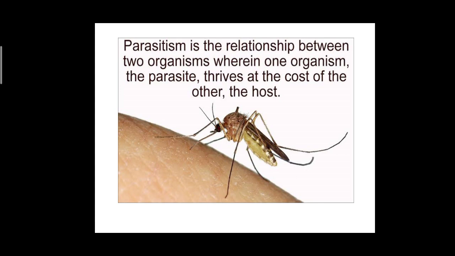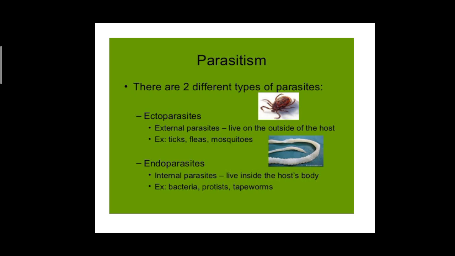So, when we say parasitism, it is the relationship between two organisms wherein one organism, the parasite, thrives at the cost of the other, which is the host. Okay, yung isa naman nakikinabang samantalang isa as affected mula dun sa interaction. So, we have two different types of parasites. We have the ectoparasites or we call it as external parasite. It live on the outside of the host. Example, ticks, fleas, and mosquitoes. So, pag sinabing ecto, ito yung nasa labas na parasites na nakakaharm mula dun sa host.